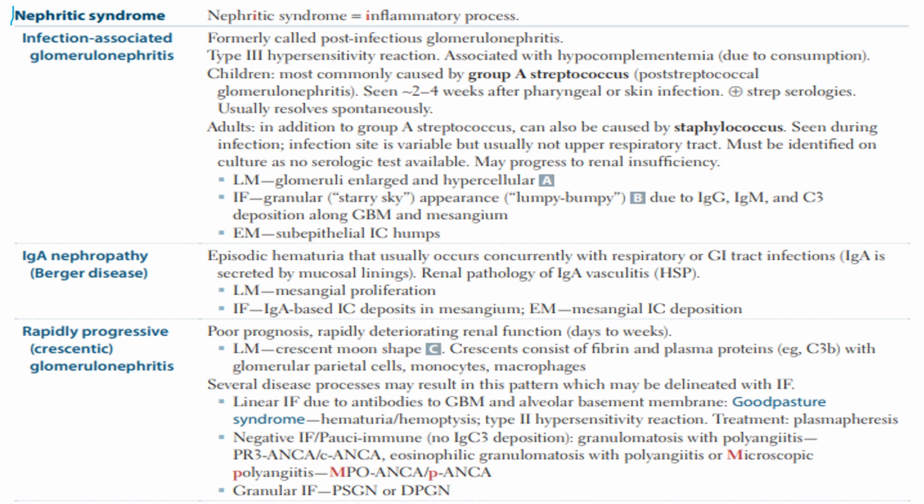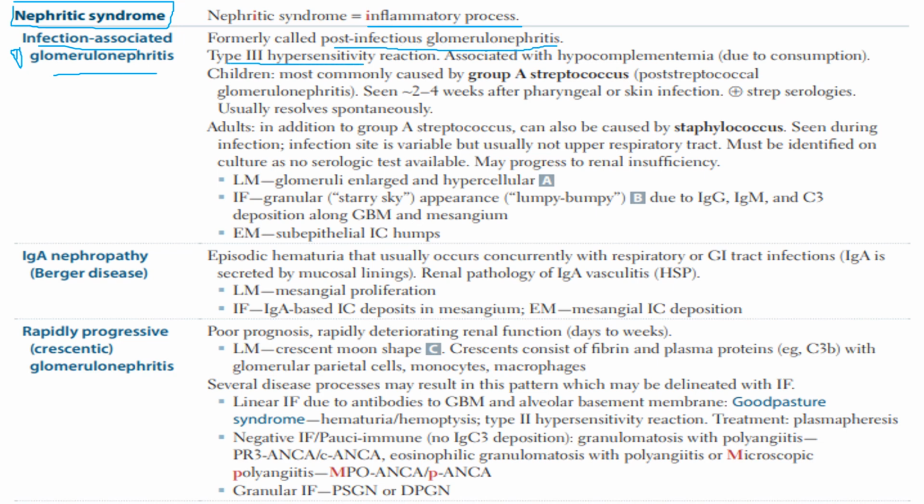Nephritic syndrome. First, we'll talk about the nephritic syndrome, which is associated with the inflammatory process of the glomerulus. Under it, the first example is infection-associated glomerulonephritis, which is also known as post-infectious glomerulonephritis.